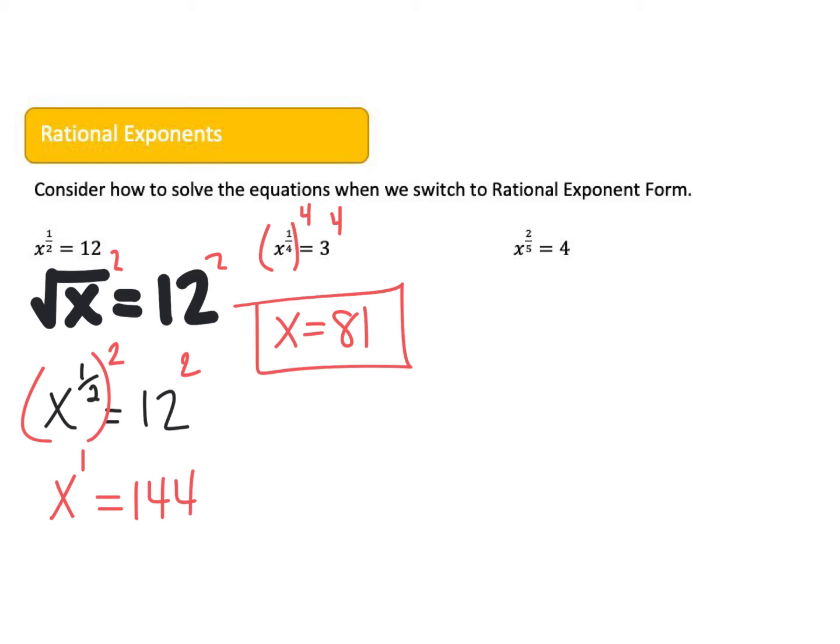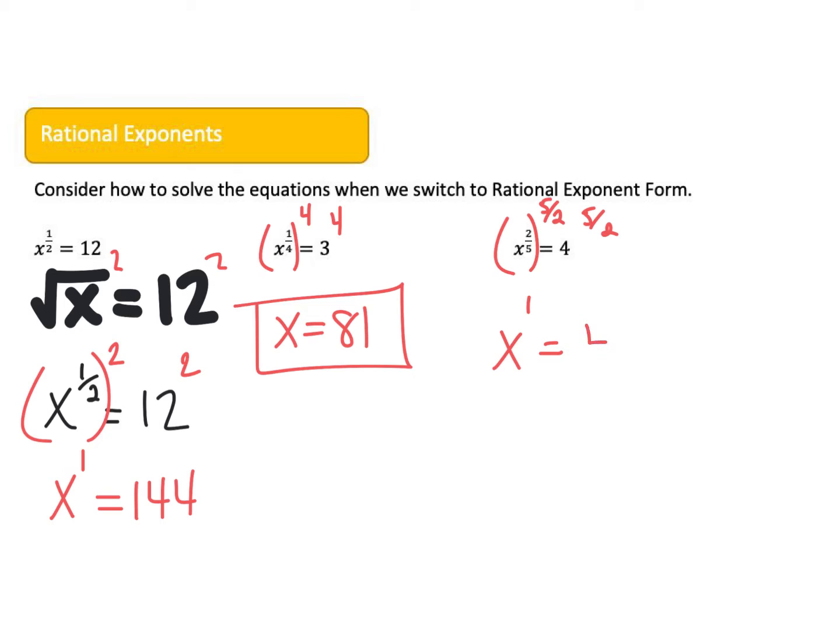Well, if you look at what we did here, we raised this one to the second, this one to the 4th. How are they related? Well, 2 is the reciprocal of 1/2. 4 is the reciprocal of 1/4. So if I raise x to the 2/5 to the 5/2 power, I'm going to be in really good shape, because x to the 2/5 to the 5/2 would be keep your base and multiply your exponents, which would be 10 over 10, or x to the first.